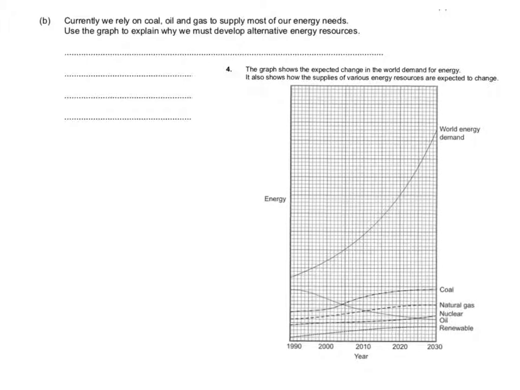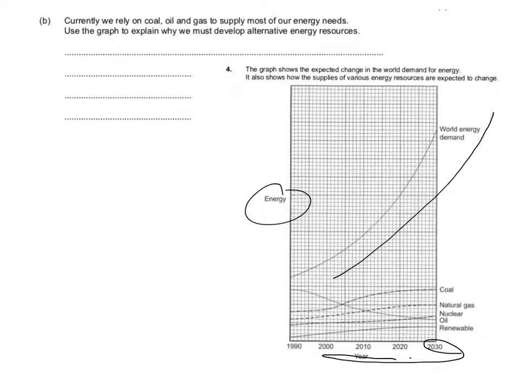Part B of the question mentions that currently we rely on coal, oil and gas to supply most of our energy needs. It asks you to use the graph to explain why we must develop alternative energy resources. So looking at the graph, which is over here, you can see that we've got energy up this side, and we've got the year going this way, reaching 2030. And then we can see that this line here is the world demand going up this way.